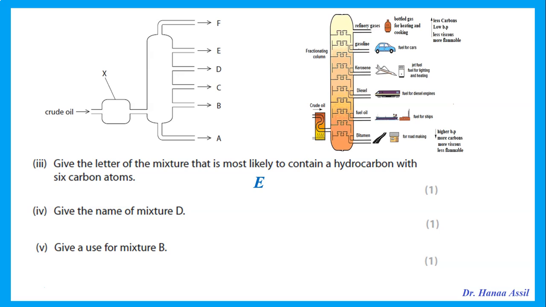Give the name of mixture D. Now, which one is below gasoline? That is kerosene. Give a use for mixture B. Now, which one is mixture B? You should know that the one collected there is the fuel oil, and fuel oil is used as fuel for ships or for heating and cooking.